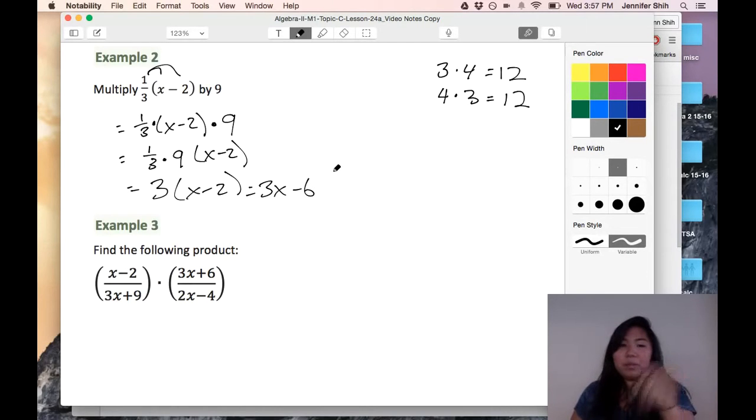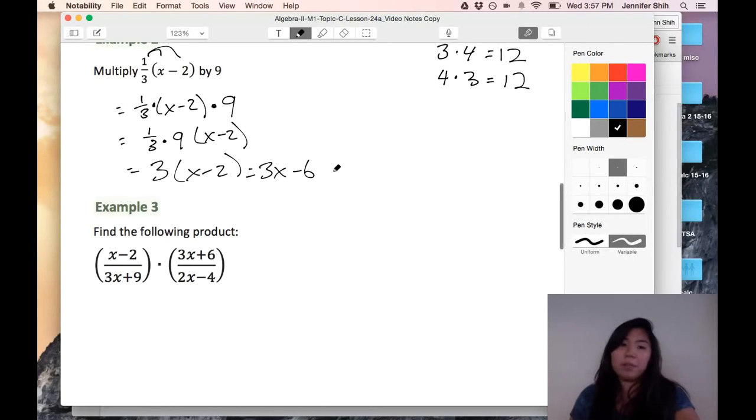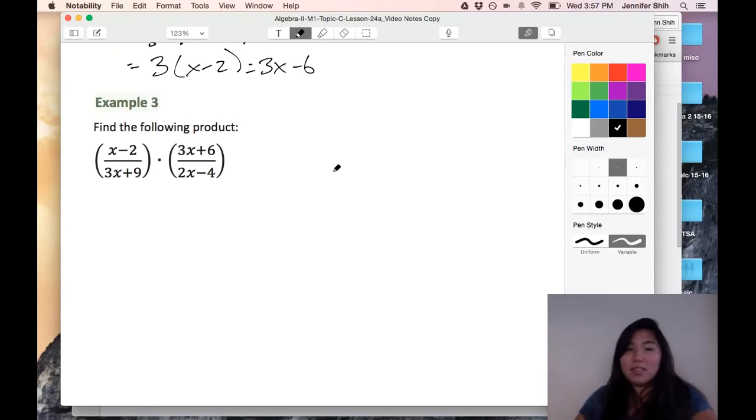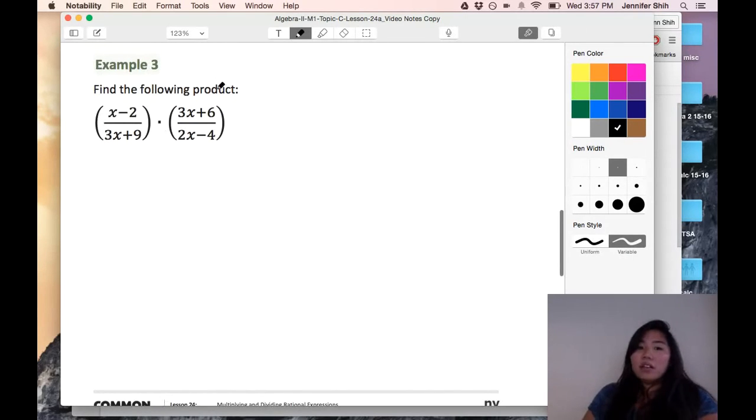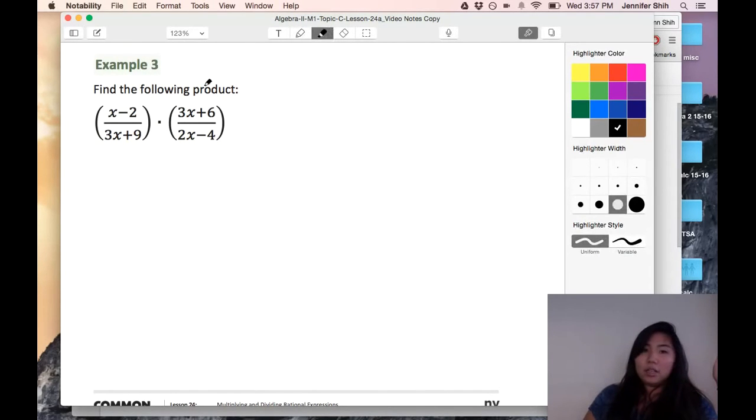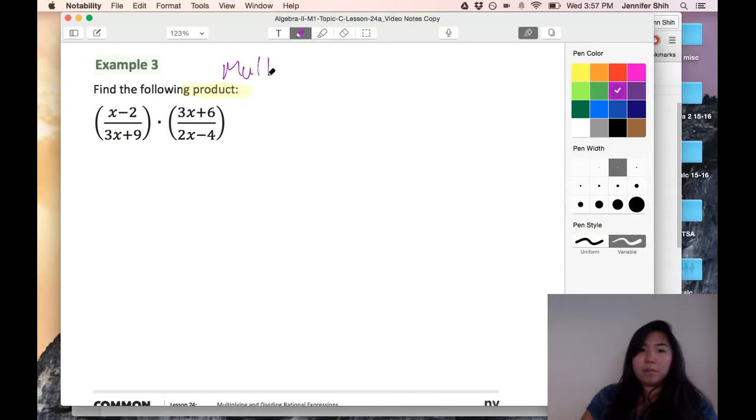There we go. Let's see if we can apply this idea that we can use the commutative property and make the factors move before we multiply. Let's see if we can apply that to this next example. Find the following product. So your only directions are to find the product, and in your brain, product is going to mean multiply.